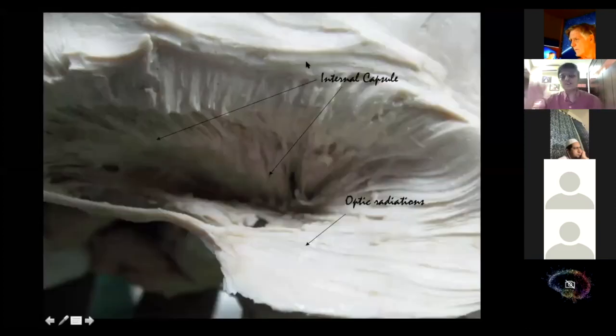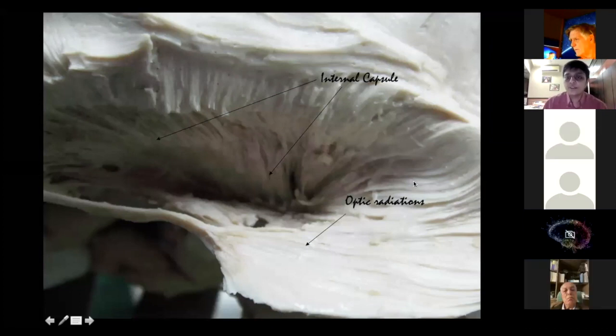Now, if you turn the specimen and see from laterally, this is the entire extent of the internal capsule. We have seen this dissection last time. So you have the anterior limb, the genu, the posterior limb, the retrolenticular portion, and the sublenticular portion, which mainly constitutes the Meyer's loop.